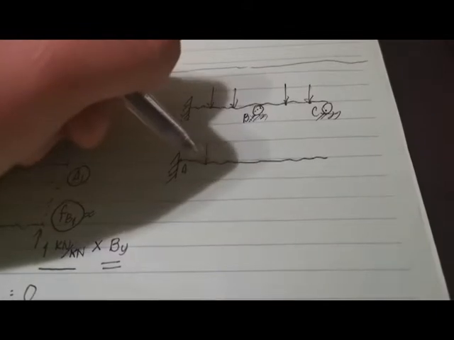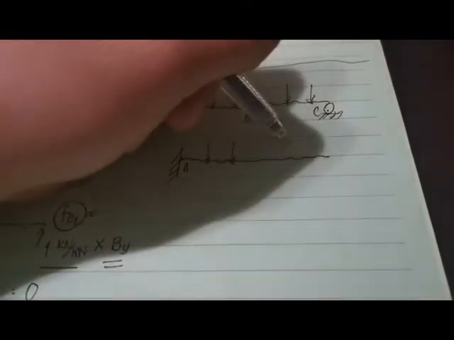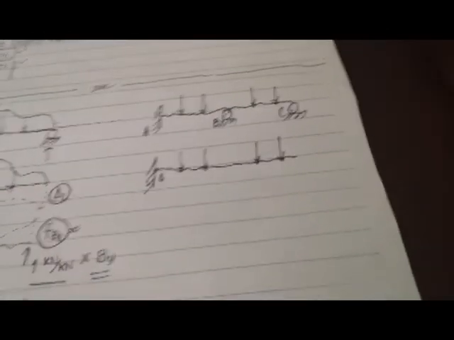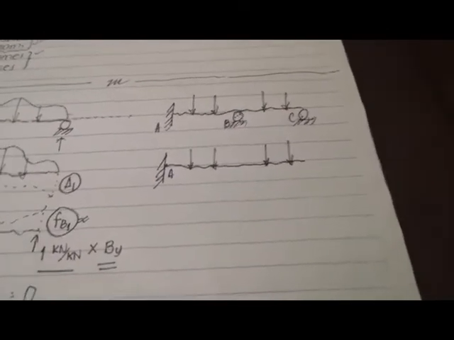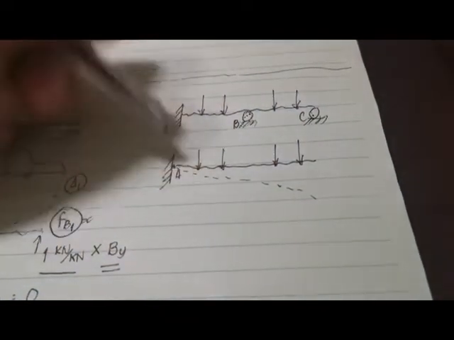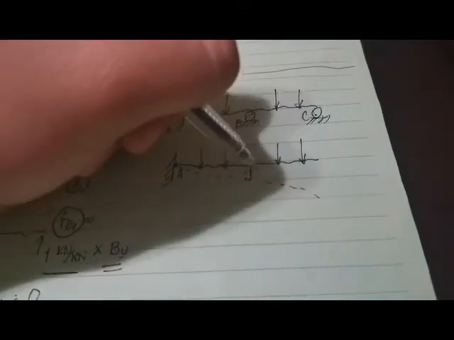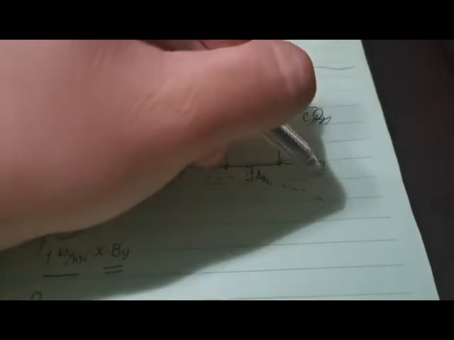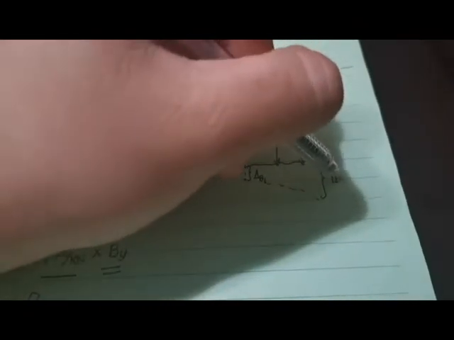So 1, 2, 1, 2. This will now become your primary beam, no? And you have to take note na dahil dalawa ang tinanggal mong support, no, dalawa din yung hahanapin mong deflection, no? Let's say this will become your delta B1, and then this will become your delta C1.